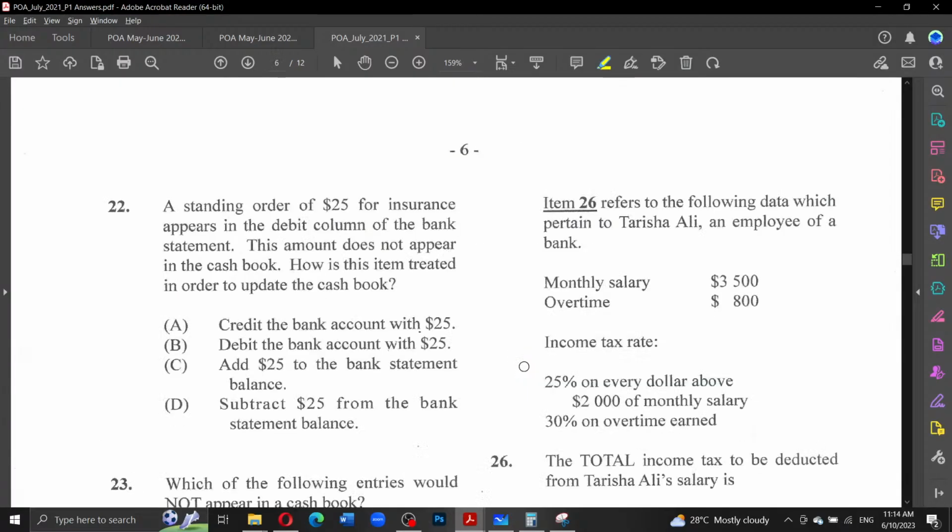A standing order of $25 for insurance appears in the debit column of the bank statement. Like I said earlier, the debit side of the bank statement means that you're paying, which means that the amount you have is decreasing. So this amount was not in the cash book, therefore you have to put it in the cash book on the credit side because your asset is decreasing.